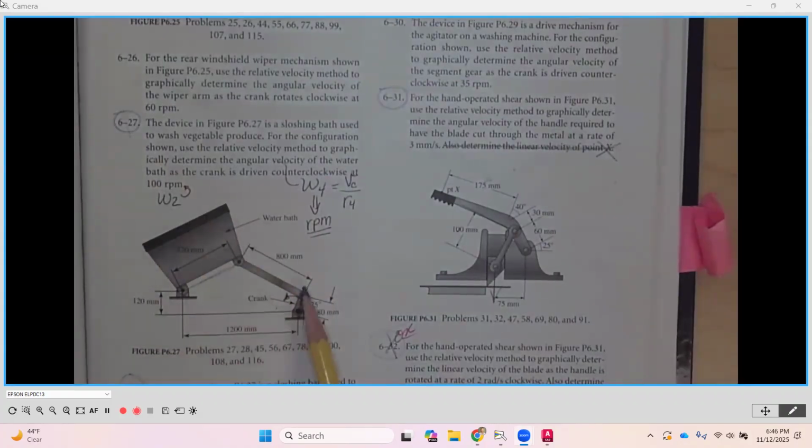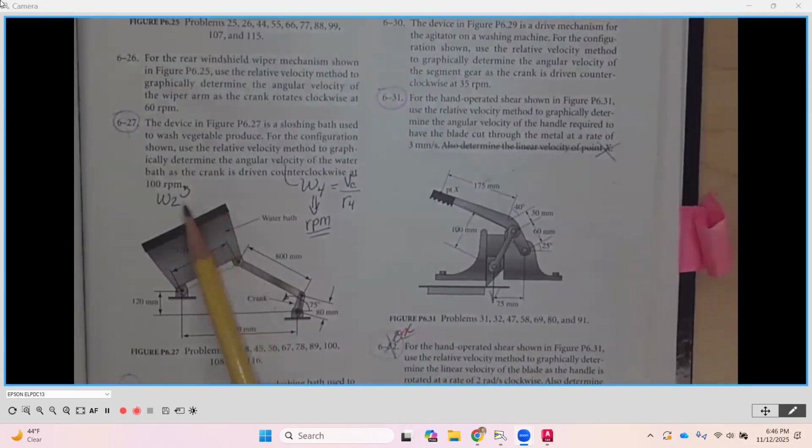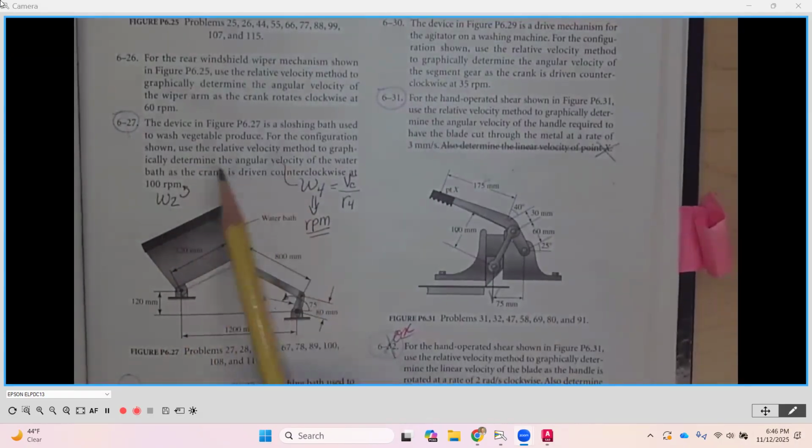So we have a device here. It's a sloshing bath used to wash vegetable produce. So the produce is going to go in like what would be a bucket over here. In the configuration shown, use the relative velocity method to graphically determine the angular velocity of the water bath. So the water bath is here.